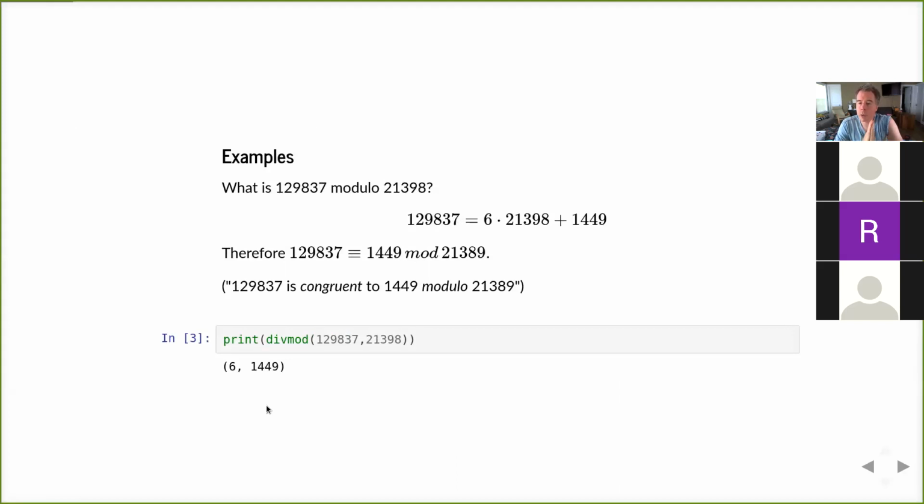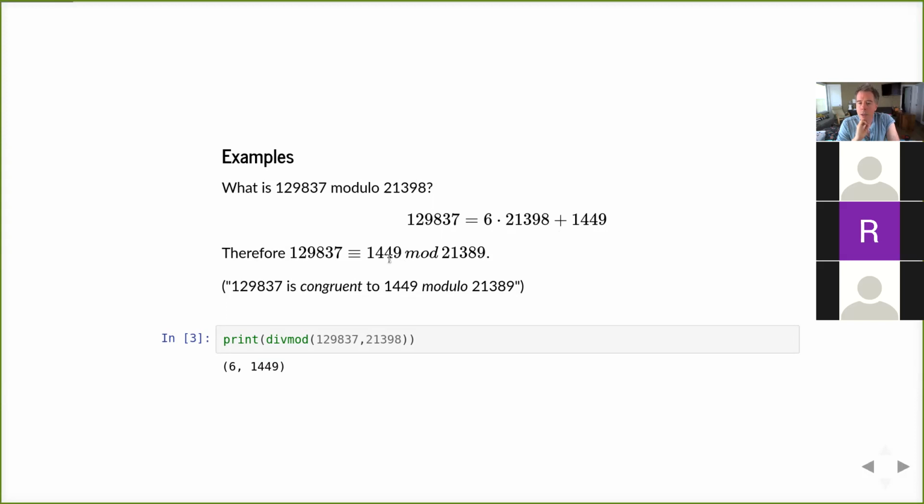When we do modular reduction, we implicitly apply the division theorem and then just record the remainder. So what is 129,837 modulo 21,398? Well, you figure out the number of times it goes in evenly, and then you take the remainder. By the way, this is why on a computer modular reduction takes about the same amount of time as division. It's because it figures it out just using long division.